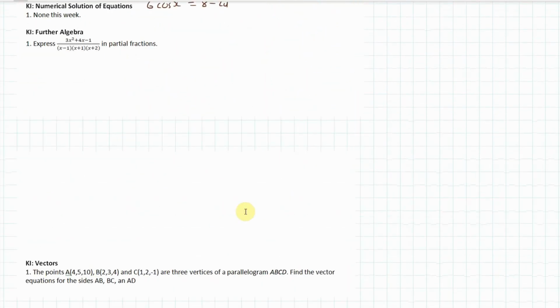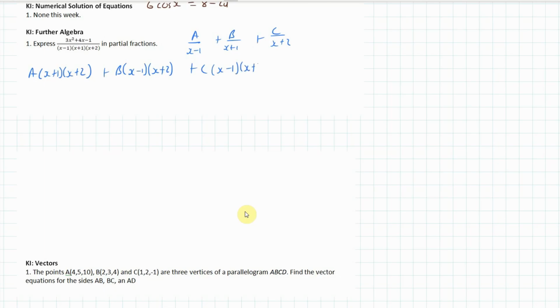Now we're doing some partial fractions here. Okay, so I think we want to write it out as a over x minus 1 plus b over x plus 1 plus c over x plus 2. So we can rewrite this as a(x plus 1)(x plus 2) plus b(x minus 1)(x plus 2) plus c(x minus 1)(x plus 1). And this should all be equal to 3x squared plus 4x minus 1.